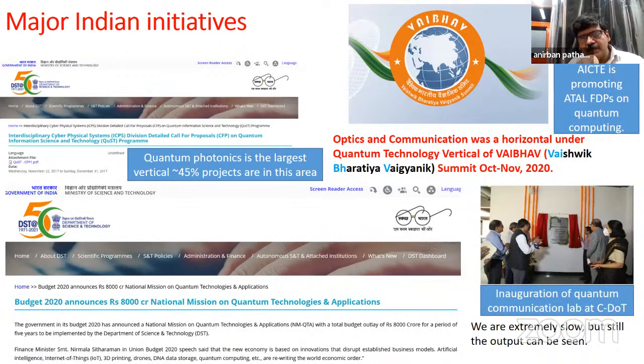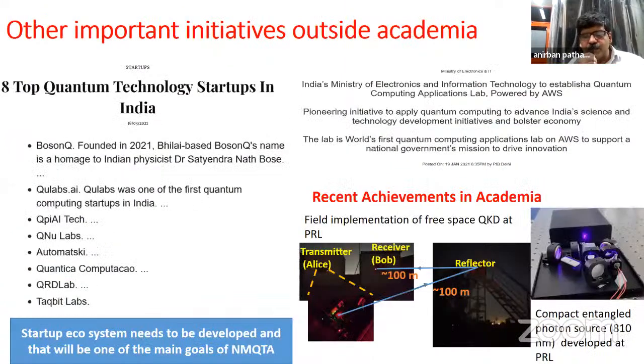In CDAC, the initiatives are led by Dr. Anindita Banerjee, who was our former PhD student. They are also involved in developing things under MeitY. So several ministries are involved, not only DST. QuEST was a big mission; there are two QuESTs, one from the Department of Space and one from DST. In the last few years, we have developed something called the National Mission on Quantum Technology and Applications, which is still in cabinet. That's the 8,000 crore thing. So there is a lot of money in this field.